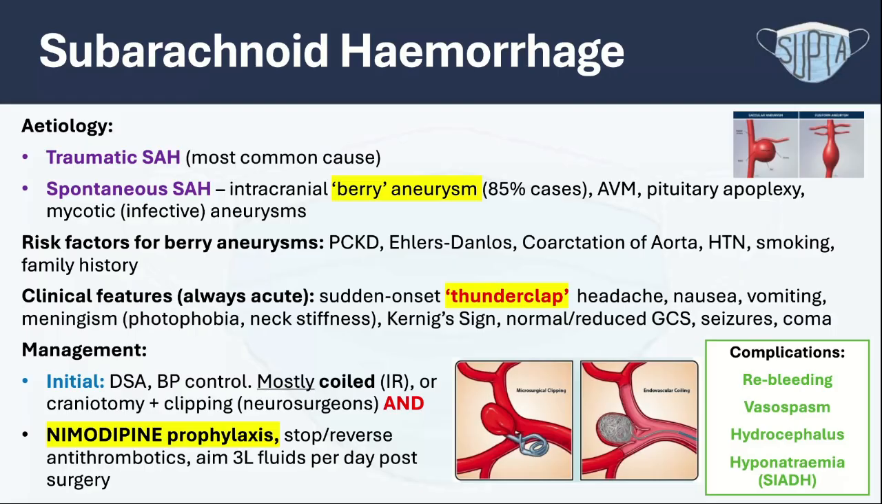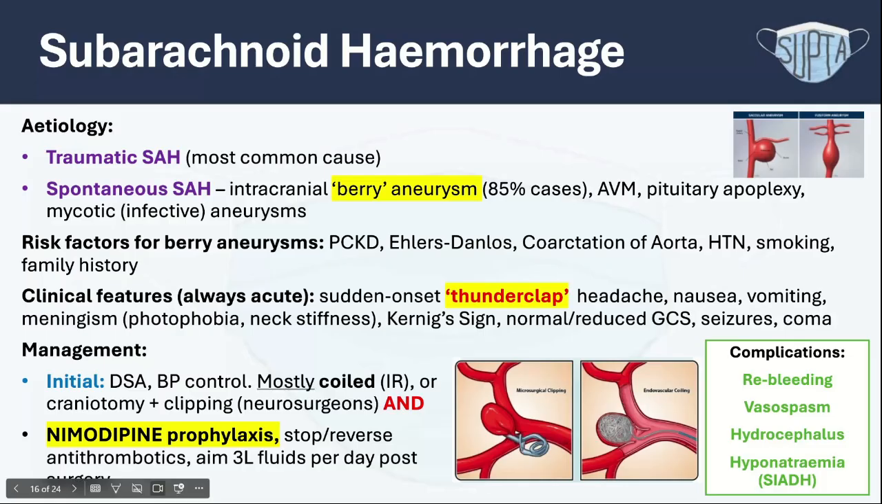One eponym that can come up is Kernig's sign. That means the patient is lying supine with their hip and knee flexed to 90 degrees on the bed, and when you try to extend the knee, it causes a bit of pain or resistance because the meninges are irritated. So management is time critical because a ruptured aneurysm is at risk of rebleeding. And once it has bled, it needs to be secured urgently, ideally within 24 hours.